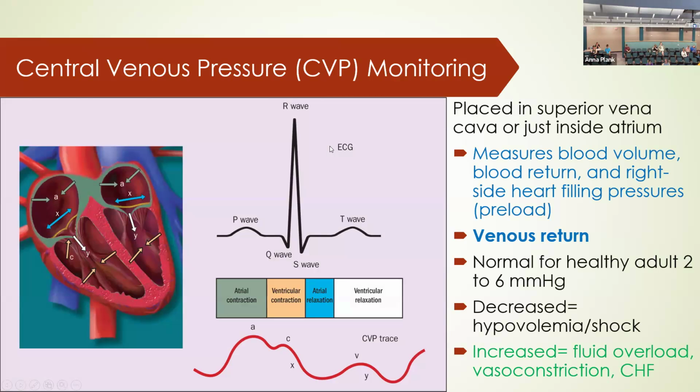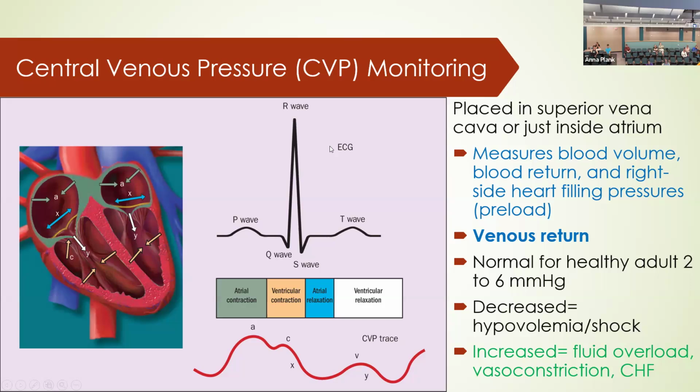This has a waveform, and it correlates with what's happening in the heart. Like we have the PQRST that shows the electrical system, this CVP waveform follows what's happening in the heart as far as the contractions. Normally it's 2 to 6, measured in millimeters of mercury. If it is low, then we know we've got a cardiac output problem. If it is high, it makes sense that we have a lot of extra blood volume, like in CHF, right? We're not getting everything pumped, so it's going to be higher in CHF and fluid overload.